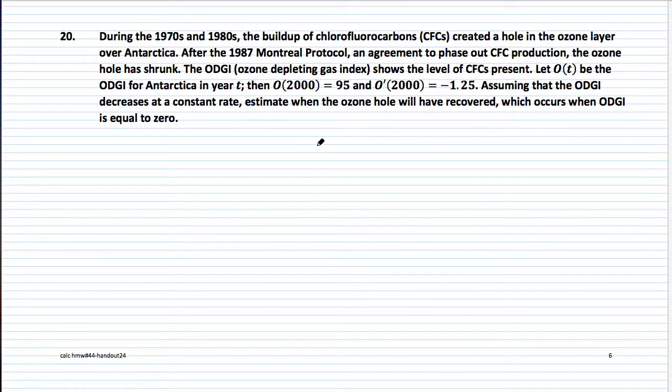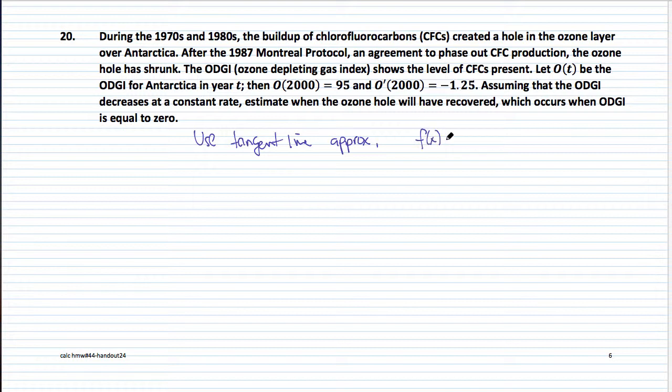So our question number 20 has a discussion about a plan to replenish the ozone layer. And the ozone layer is measured by something called the ozone depleting gas index. So what we're going to say is that since O of t is our index here, and we know values about the point 2000, we are going to use this O of t function to estimate when the ozone hole will recover. So how do we do this? Well, we're going to use our tangent line approximation method. And the reason I know to do that is because I'm given some values of my function and some values of the derivative. So what does this look like?